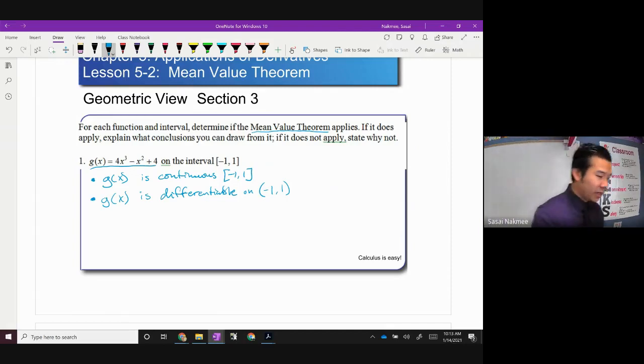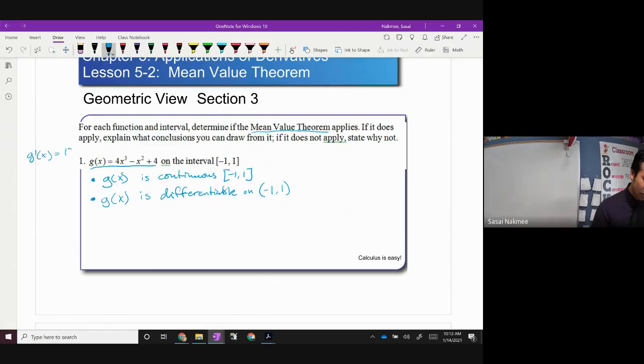So since g of x is continuous and g of x is differentiable, how do you know this is differentiable? Just try to take the derivative of it and see if you can. Let's see if I can take the derivative of this without having any issues. 12x squared minus 2x. Looks differentiable to me. Since I can say that it is differentiable, I can state that the mean value theorem works.